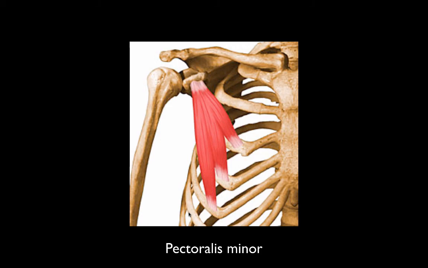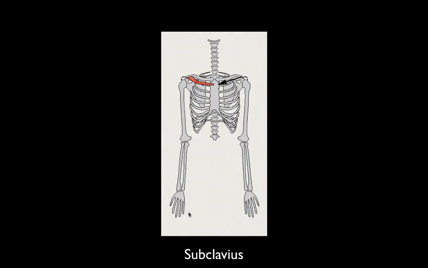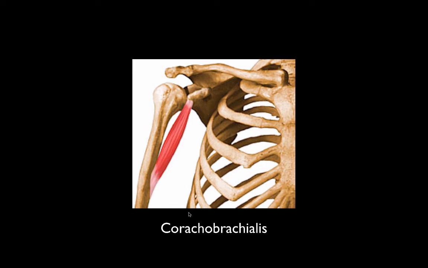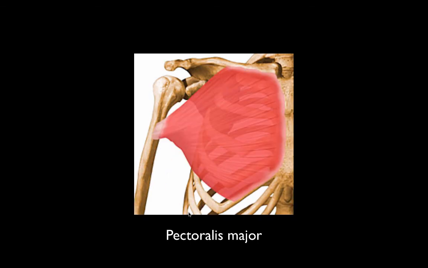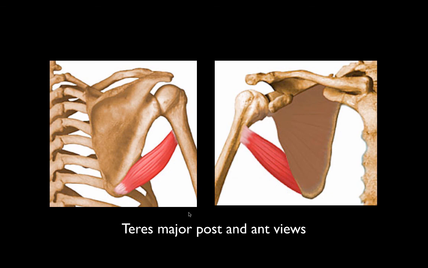So this is the pectoralis minor. Here you see the rhomboid minor and major on the left and the levator scapulae on the right. Your subclavius, the anterior fibers of the deltoid, the coracobrachialis, the pectoralis major, the posterior deltoid, the teres major, both views, one is a posterior and one is an anterior view.